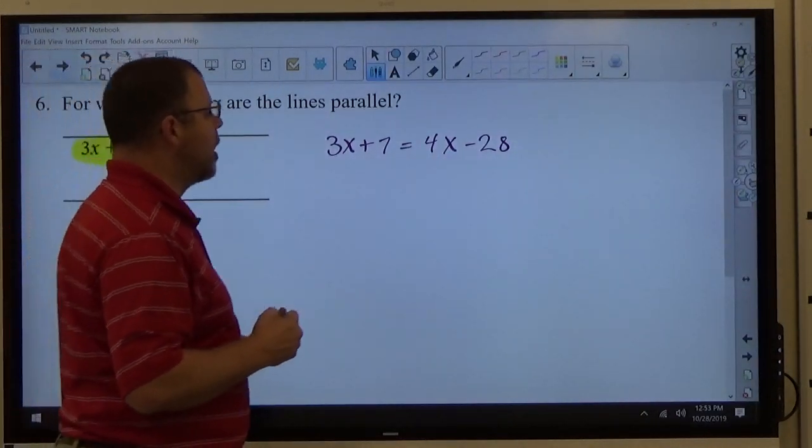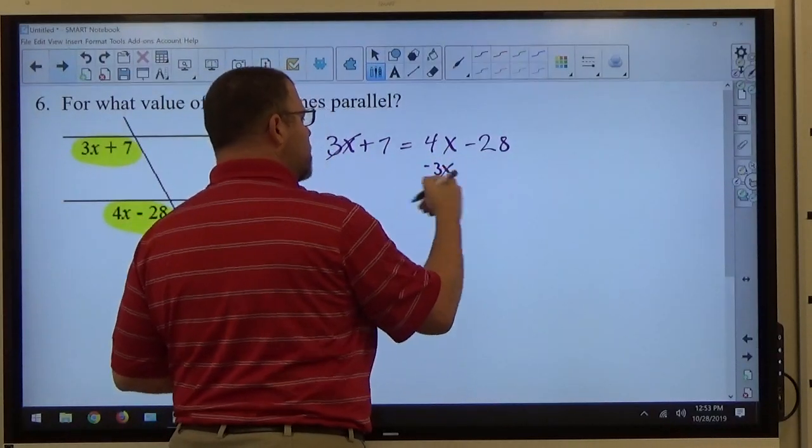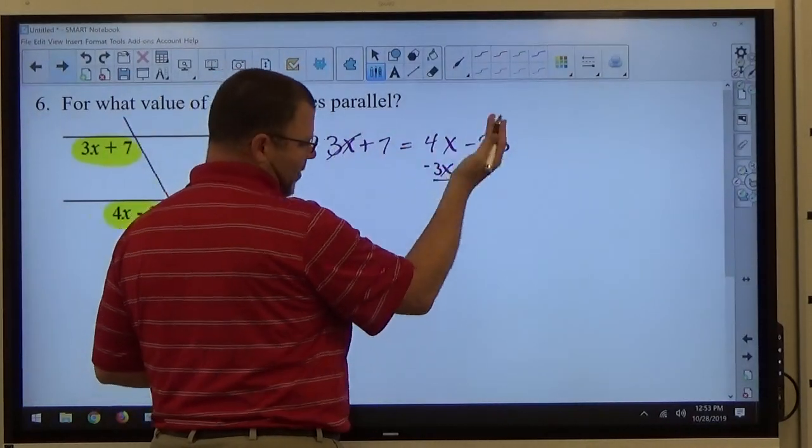I would subtract 3x from both sides, so minus 3x minus 3x. On this side, the minus 3x cancels it. On this side, we just get minus 3x.